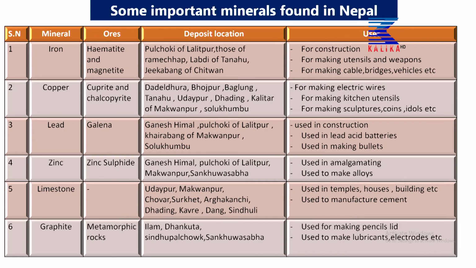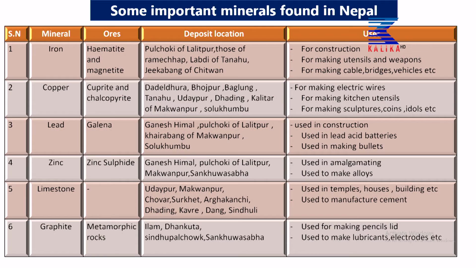Similarly, lead is used in construction, and also in lead acid batteries. You must know the lead acid battery is a rechargeable cell, meaning it can be recharged and used again and again. That is the lead acid cell, where lead is a compulsory component.